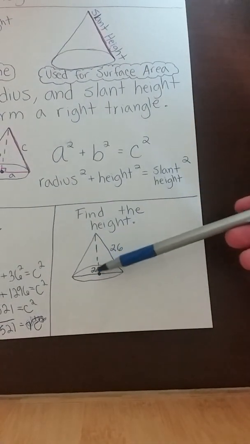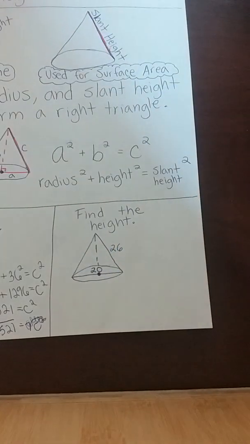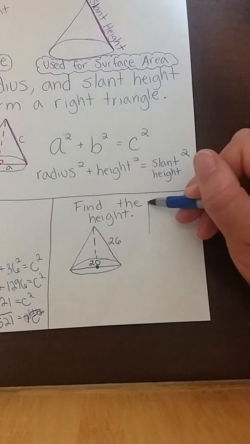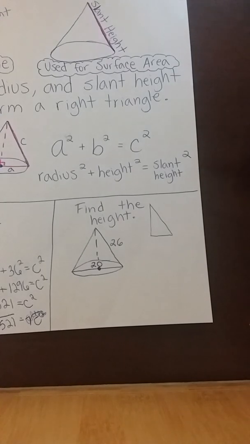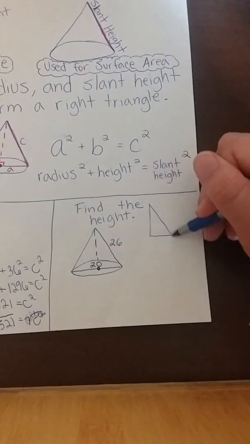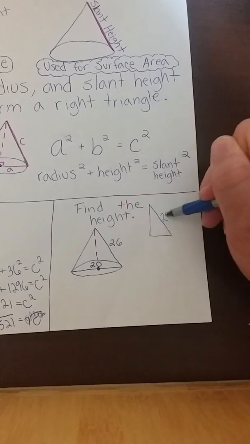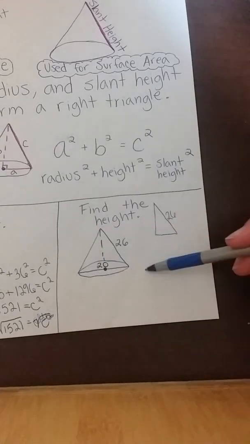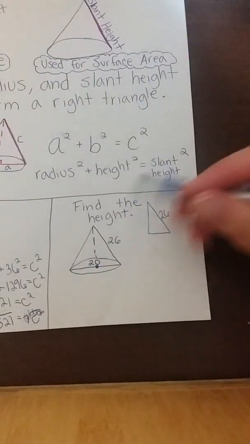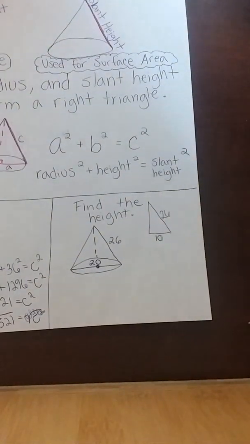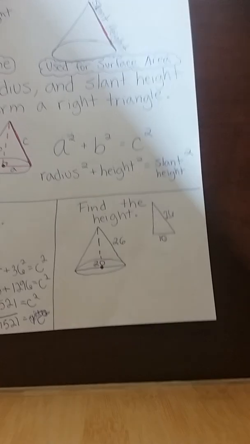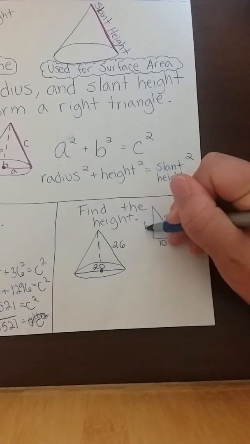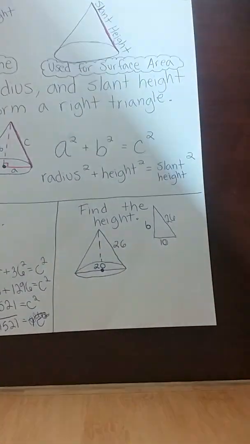Here, this bottom was labeled 20, and the line goes all the way across. That means 20 was a diameter. To make this more clear, I'm going to draw what just the triangle part looks like. So here's my height. My slant height here is 26, and then this is not 20, because the triangle is just this part. 20 is all the way across. So 20 is my diameter, just this part is half of that, or 10. So I have a right triangle with 10 for my radius. I don't know my height. I'm going to call it b. And my slant height is 26.